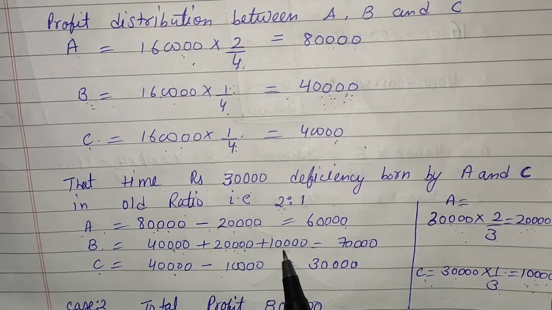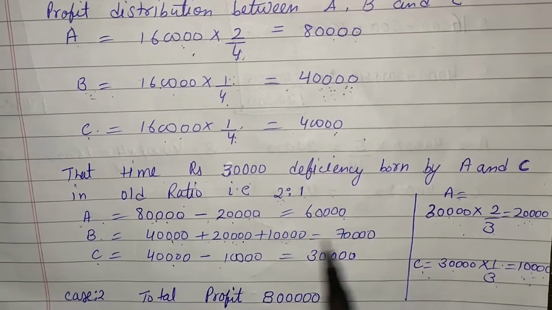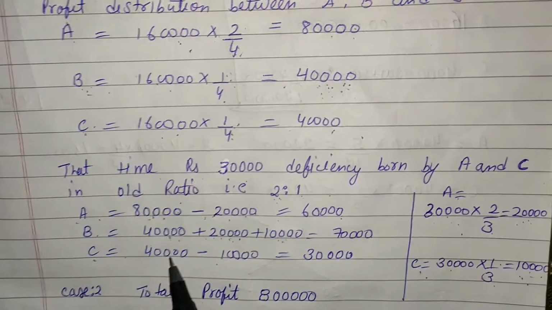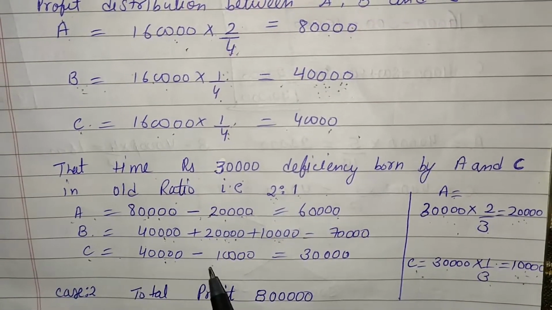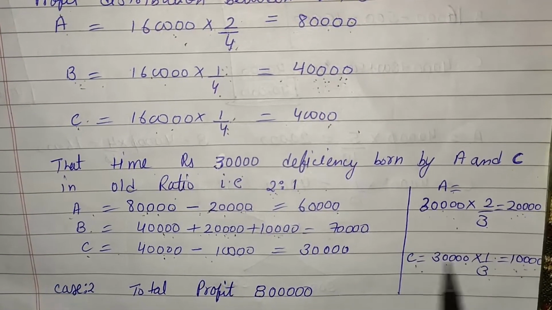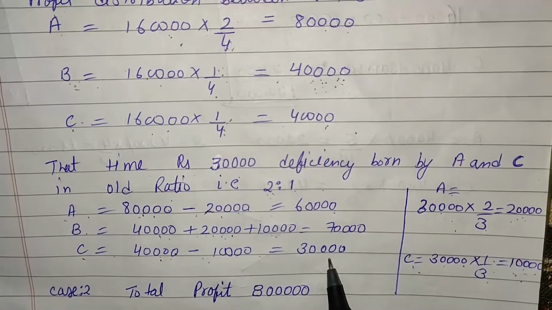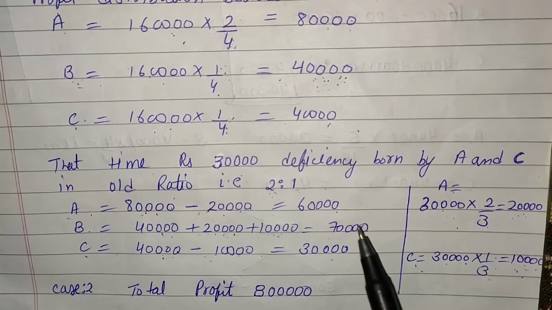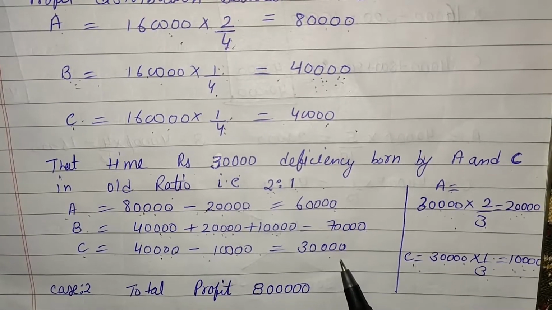40,000 plus 20,000 plus 10,000. Now B is finally getting 70,000. C was getting 40,000 before, minus 10,000 that we calculated, that is the deficiency. Now C is getting 30,000. So the final total amounts they are getting are 60,000, 70,000 and 30,000.